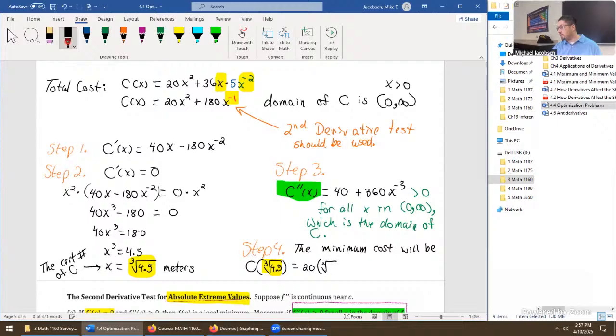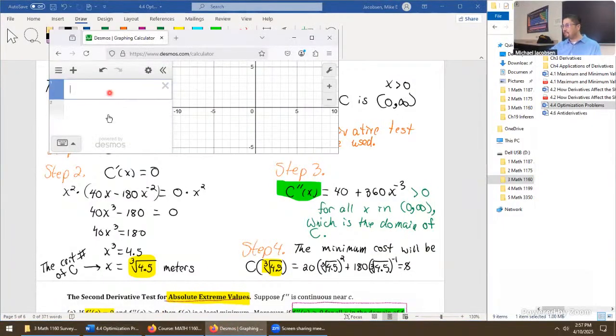20 cube root 4.5 power 2 plus 180 cube root 4.5 power negative 1 is going to be equal to, in dollars, let's cite Desmos on this one. So 20, putting in a cube root of 4.5 is really awkward in a calculator like this, but we can use our knowledge on exponents to say this is really just to the power 2/3. The index here is just the denominator in the exponent.